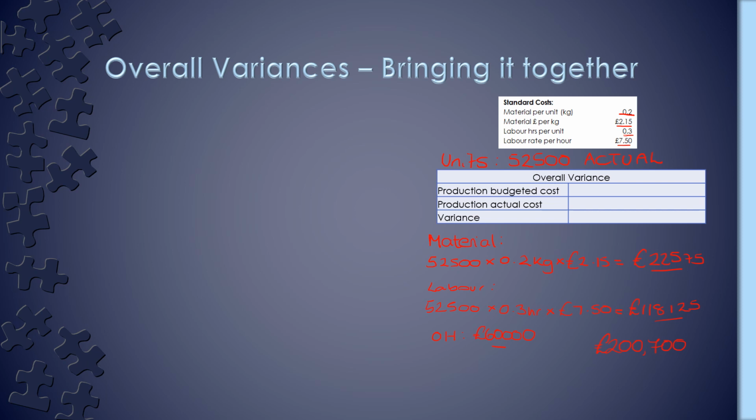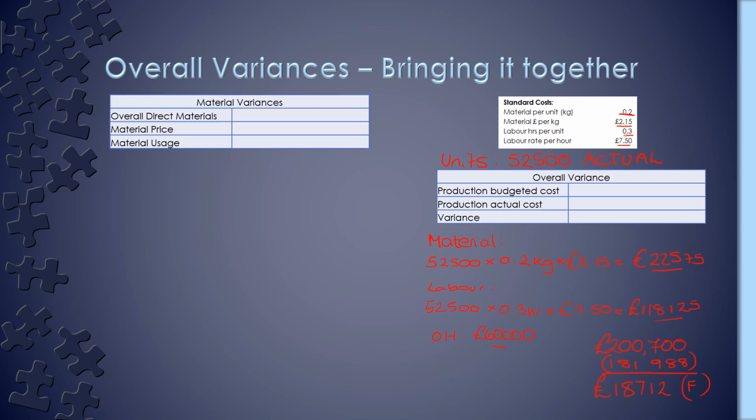If you look back at the previous slides in the question, you'll see that our actual production cost us a little bit less than that. So we're going to do our actual production less the actual cost of production, and that gives us an 18,712 favourable variance overall. So that's taking everything into account.